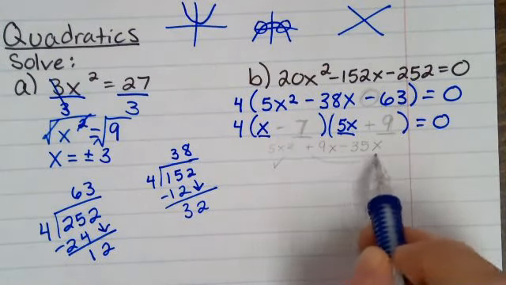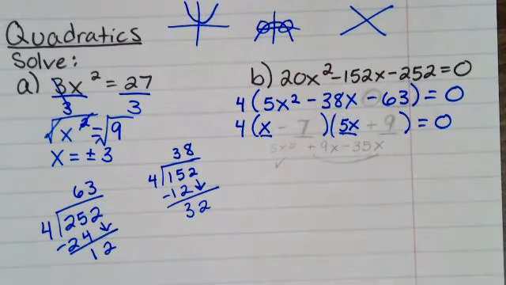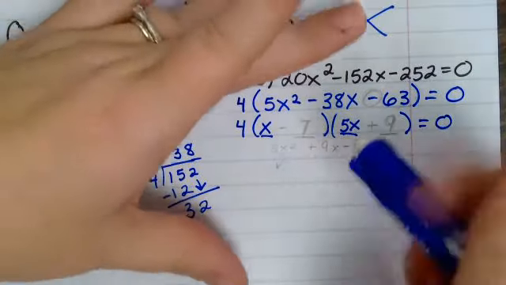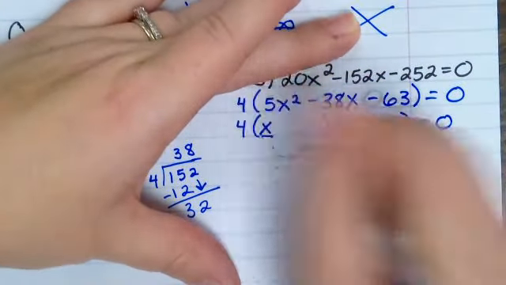So I want you to stop right here. Look at these two middle terms. Do these add to end up being negative 38? No, they don't. They don't even add up to be a positive 38. It's not even close, all right? So right there, I know this is not right. Let's erase what I have and try something else.